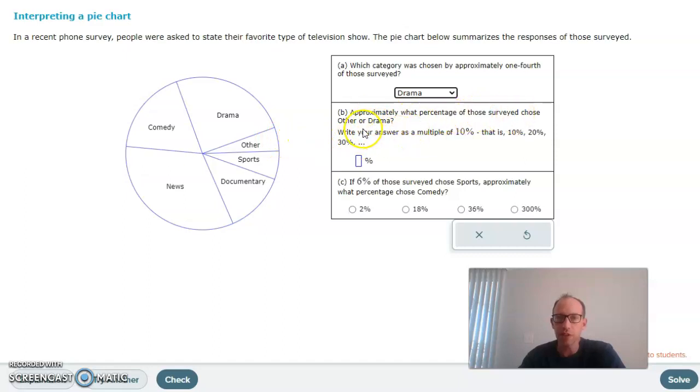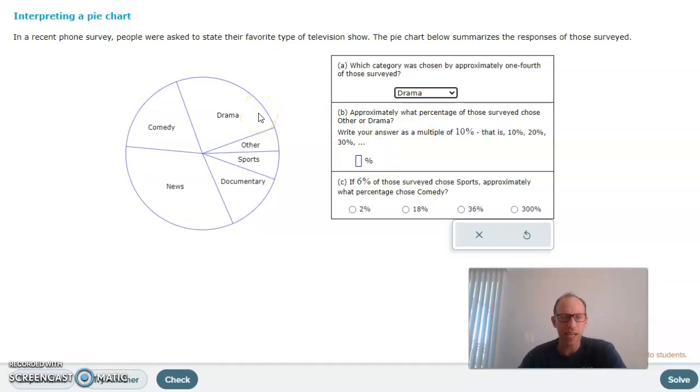What percent of those surveyed choose other or drama? So we're looking at the drama, the other. Now we just said that the drama category was about 1/4, which as a percent would be 25%. And the other is going to add to that. So the very lowest this could be, if it's a multiple of 10%, is 30%, because we have to be higher than 25%.